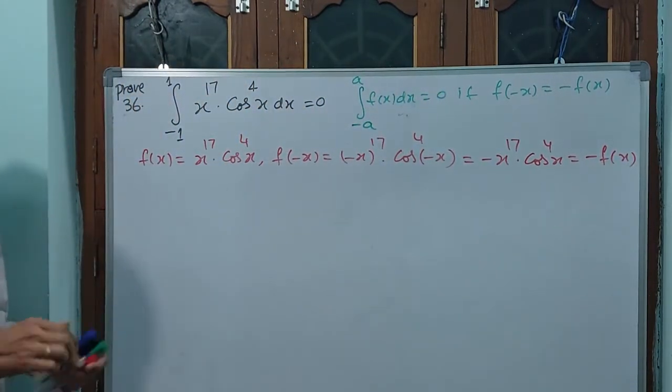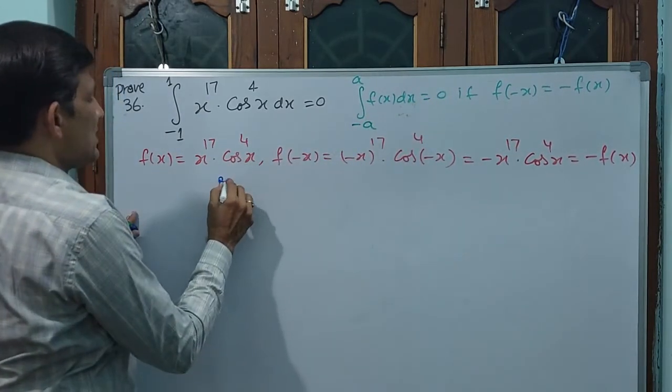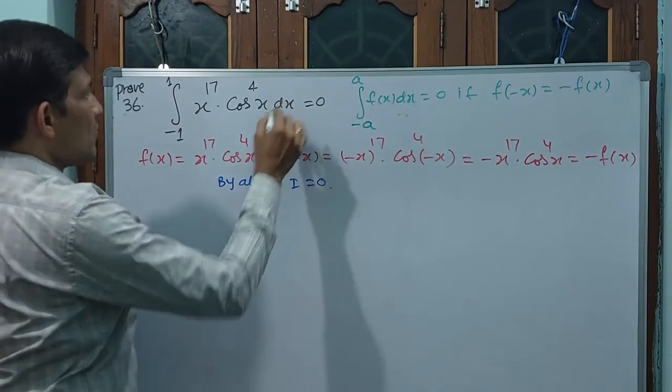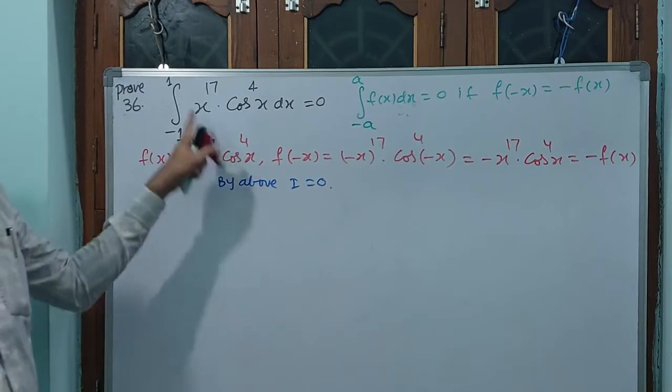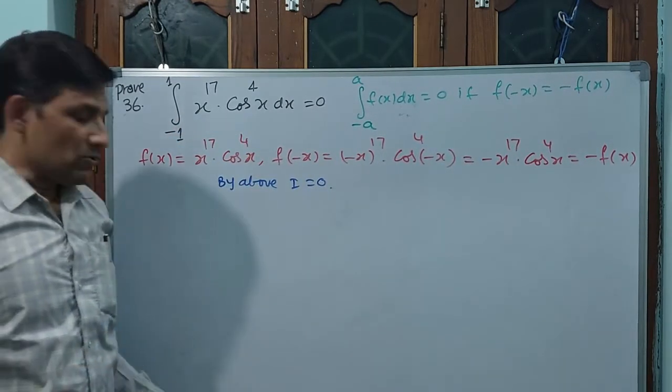Yes. By above, this also you have to write. By above, I is equal to 0. Or else you write this equal to 0 like that. Okay. Let us go for the 37th question.